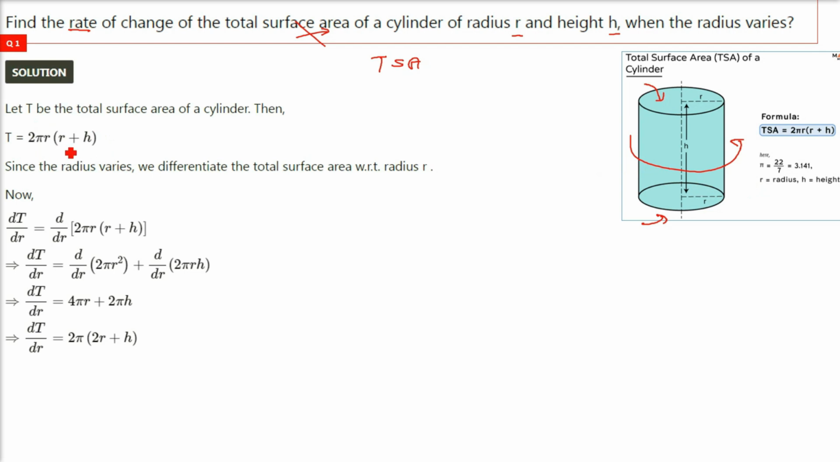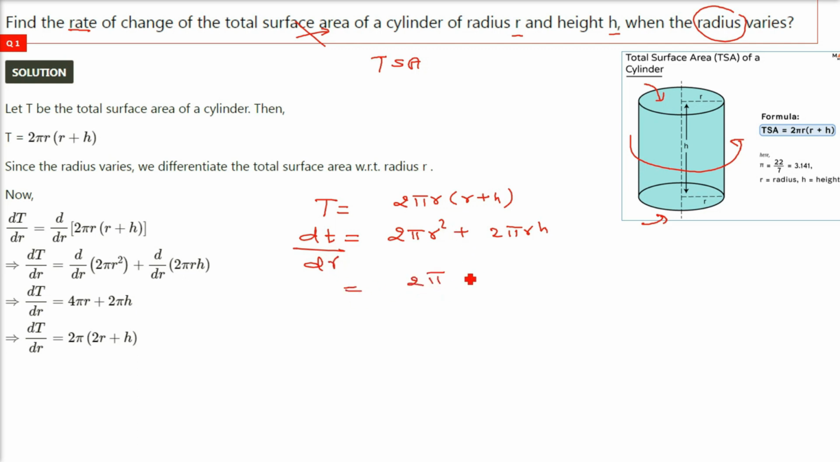So this is the formula, and because we have to write in terms of r and h only, 2 pi r (r plus h), and this radius is varying, so the variable is radius. So we have to differentiate with respect to the changing quantity, which is radius here. So we have to do dT by dr, not dT by dh, okay? So 2 pi r square plus 2 pi r h, I've just added these two to show you that this is the addition of two surface areas, which is the total surface area. So we are going to do this dT by dr.